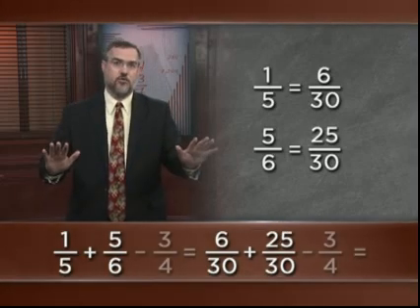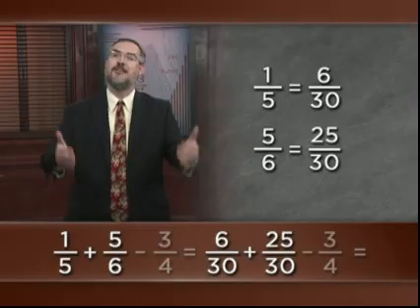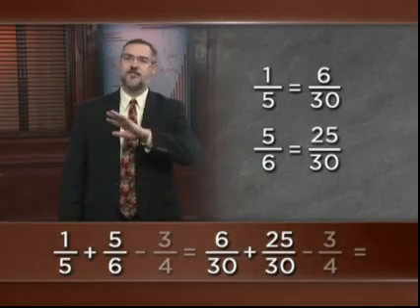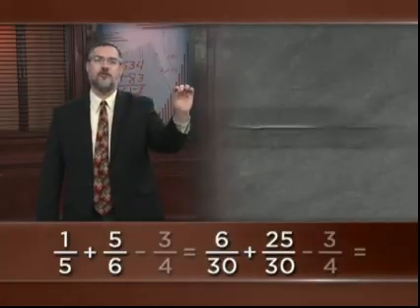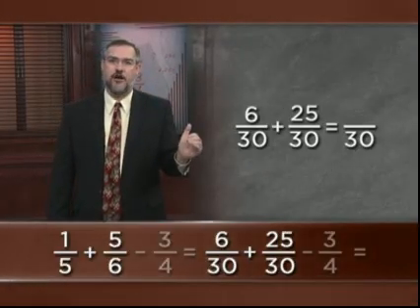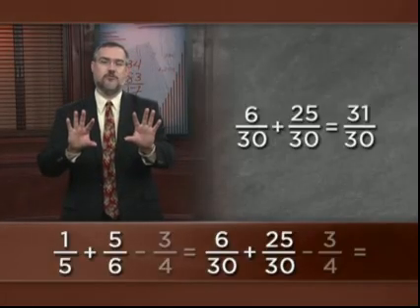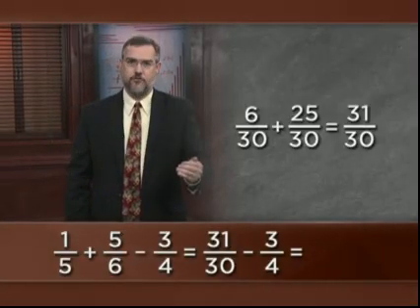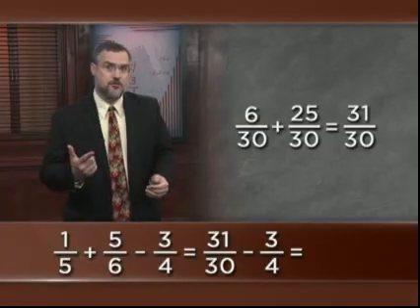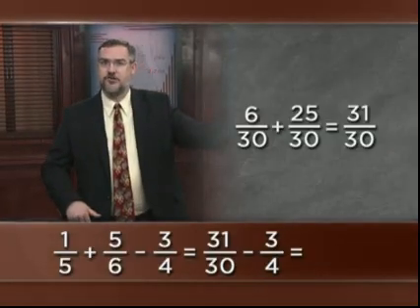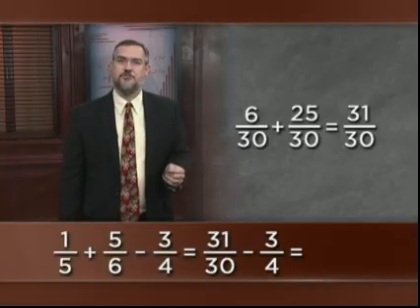It's a perfectly equivalent way of writing the problem, but now the denominators are the same, which is exactly what I wanted. And so once that's happened, I just add the numerators, and 6 plus 25 is 31. So this part of the problem is exactly equal to 31 over 30. Now, to finish the problem, I need to find 31 over 30 minus the 3/4.